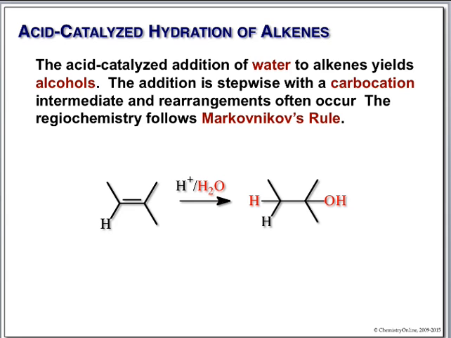Start off with a simple alkene. We make a simple alcohol. The regiochemistry is Markovnikov. So I've shown this is a secondary carbon, this is a tertiary. Therefore, this would be the most stable carbocation, and that's where the OH group goes. The mechanism of this is going to involve a carbocation, just like we did for HBr and HCl. Same basic mechanism. See how simple that makes it?